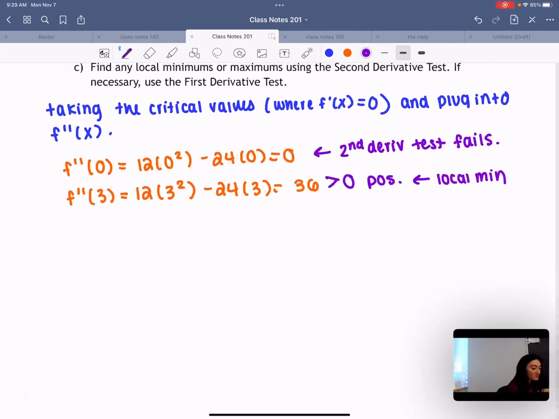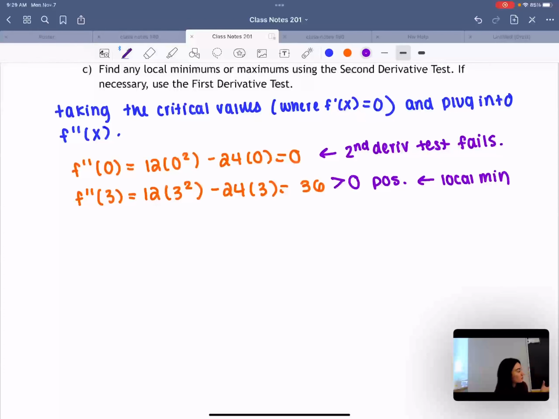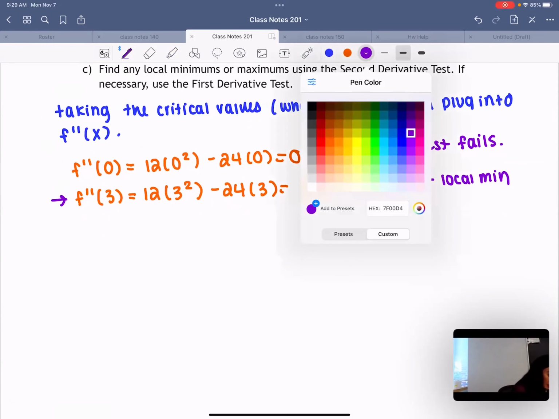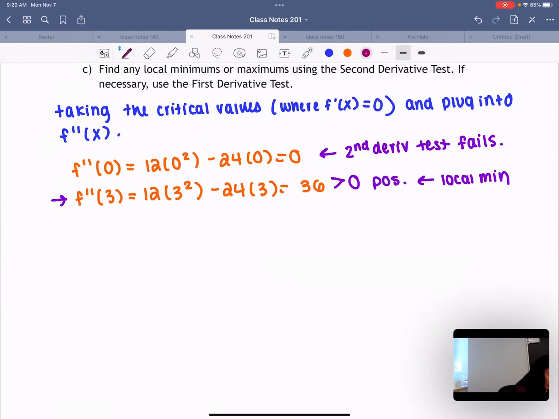Okay, now before when we used the first derivative test, we found all the critical values, set them up on a number line, and tested every single value in between. I already know that x equals 3 gives me a local min, so I'm not going to put 3 on the number line because I already know what happens there. So what I'm going to do here is set up my number line. Let me use a different color here, maybe this red color. And I'm going to draw a number line.